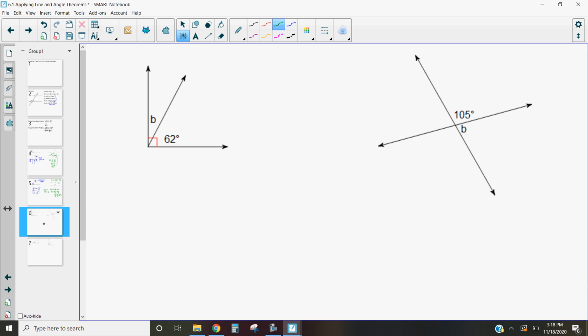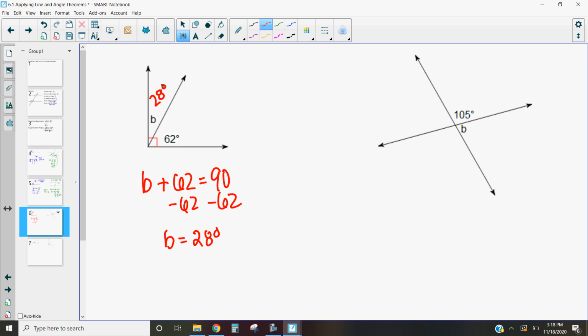Okay, now these next ones here are not parallel lines cut by a transversal. This first one here is a complementary angle, so they add to 90 degrees. So let's solve for b. So b plus 62, because they're complementary, equals 90 degrees. I can solve for b by subtracting 62 from both sides, and 90 minus 62 is 28. So b equals 28 degrees.